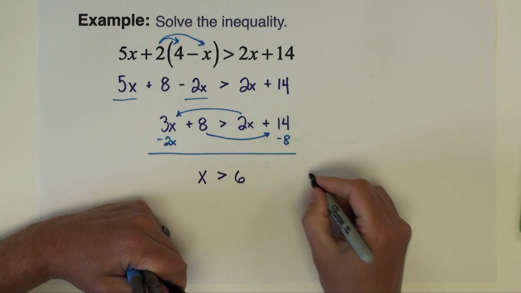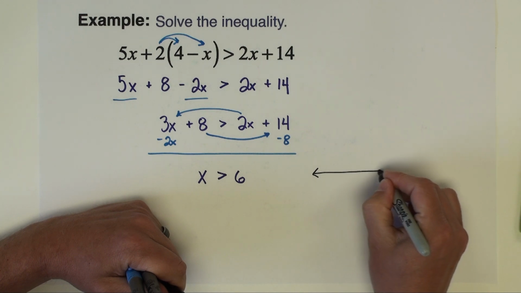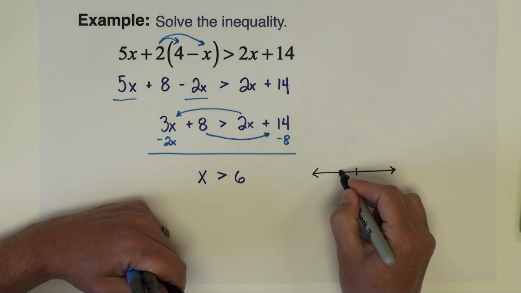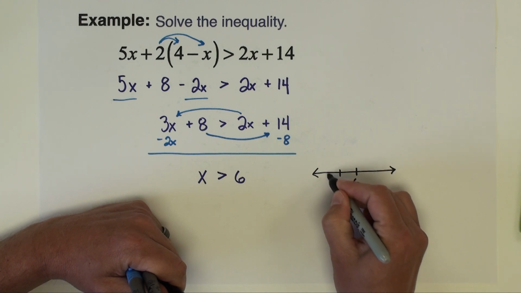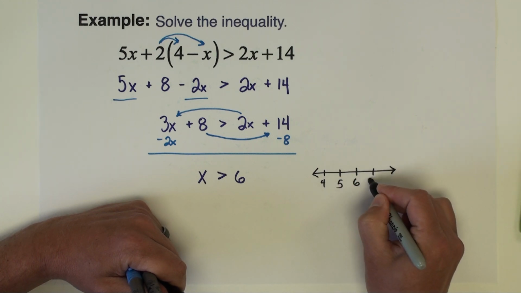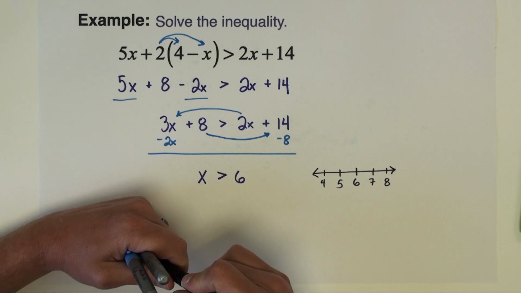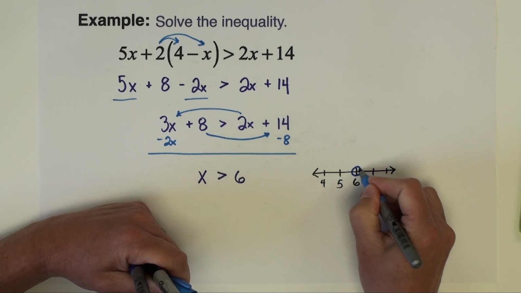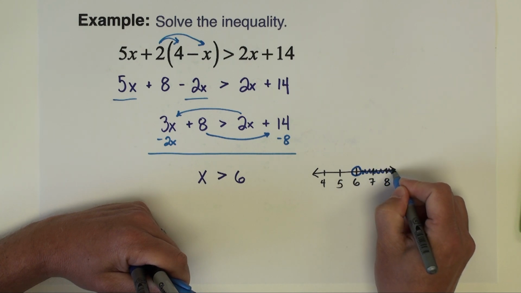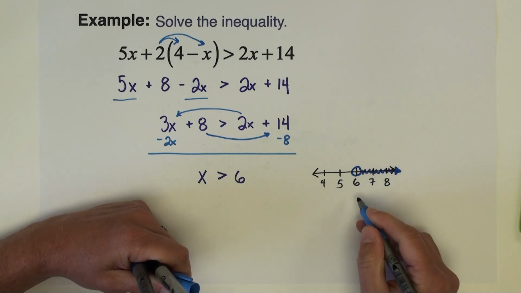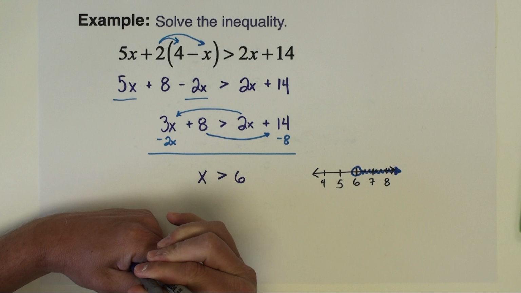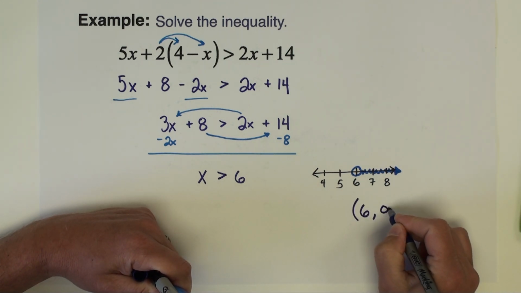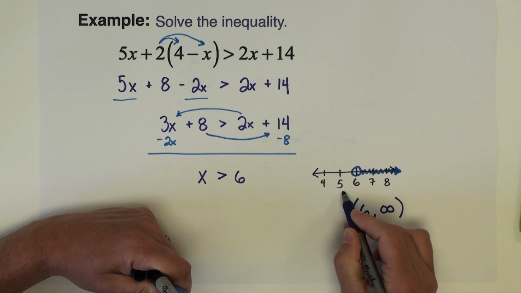Now on a number line, I need 6, and then maybe 1 or 2 numbers around the 6 would be fine. And so greater than 6 is going to start at 6 and go to the right. The interval of that solution is going to be everything from 6 to infinity.